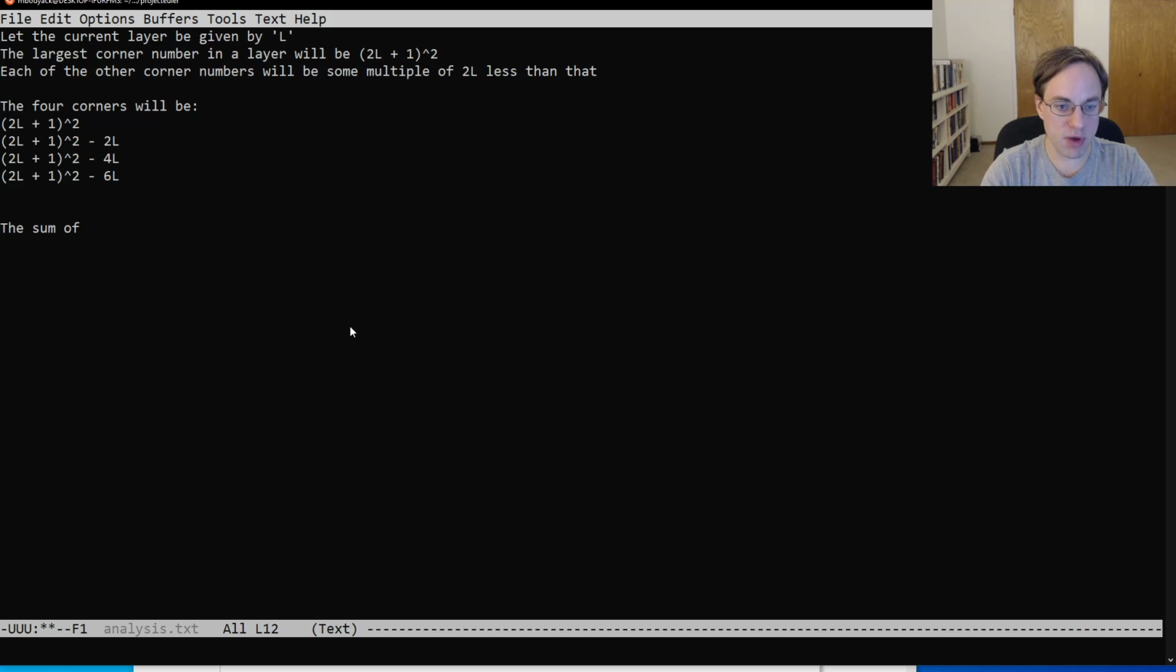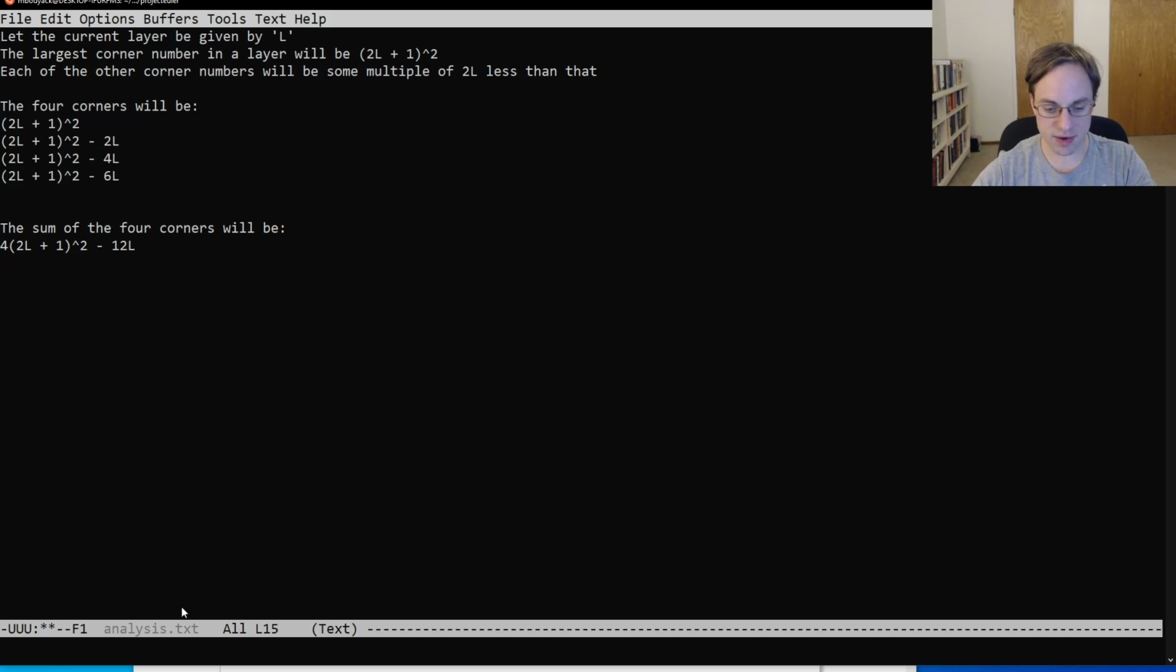So the sum of the four corners will be 4 times (2L plus 1) squared minus, let's see there, we got 12L. Yes. Okay, so we can test this pretty easily.